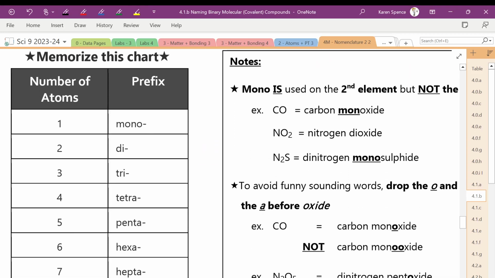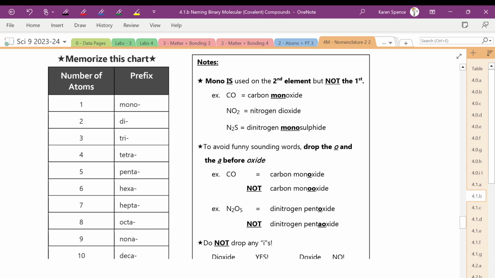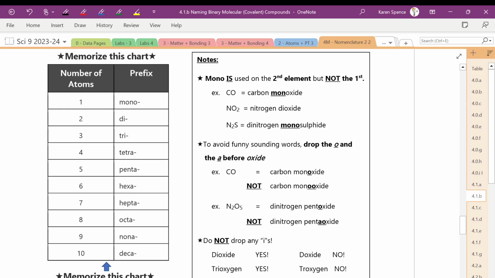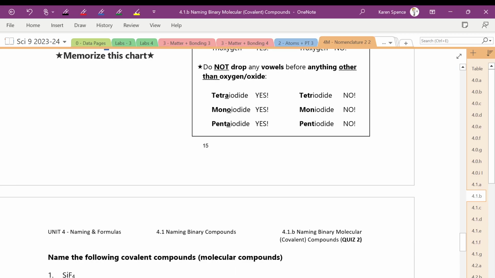And you should memorize this little chart here: mono, di, tri, tetra, penta, hexa, hepta, octa, nona, deca. If you cannot memorize the chart, I can give you a little cheat chart, but that counts as 1 mark off on the quiz. Okay? So it's up to you. You can get perfect. If you get perfect, you still get 5 out of 6, which is not bad.